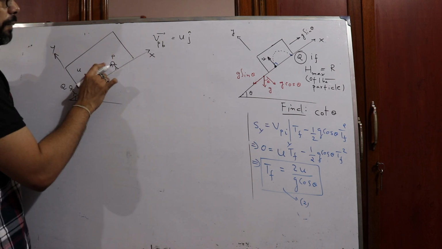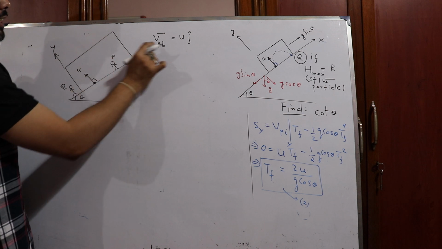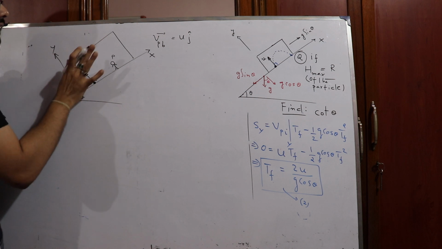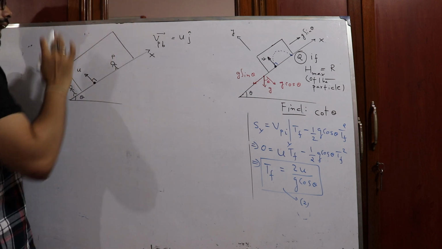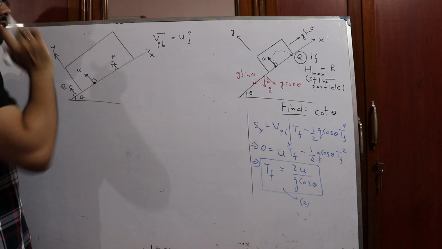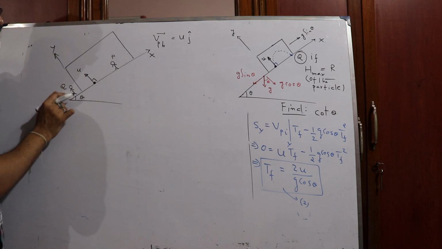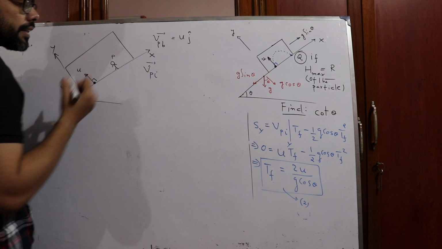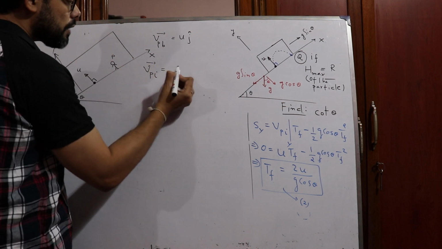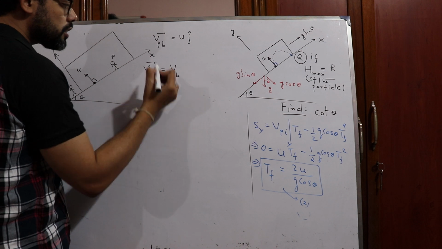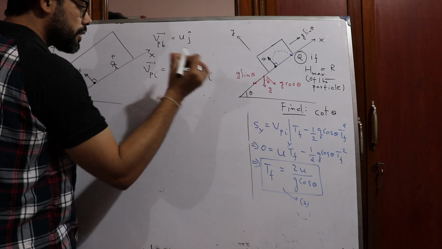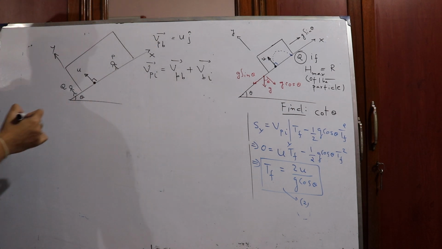So for observer P, the observer who is standing here, he is seeing that the box is going, and along with it the particle is also moving. So for this observer, you will get velocity of particle with respect to inclined plane. And velocity of particle with respect to inclined plane is velocity of particle with respect to box plus velocity of box with respect to inclined plane.